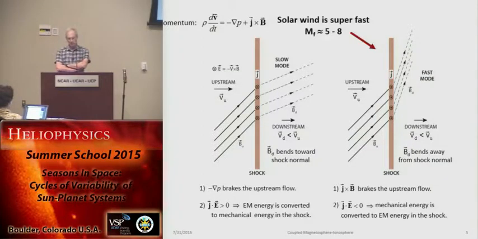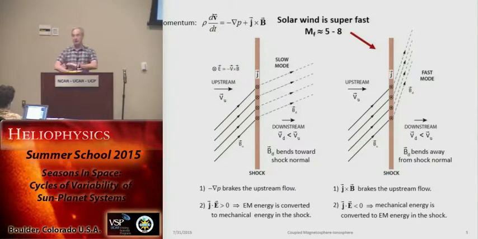So for the slow mode shock, as you can see on the left, the magnetic field downstream of the shock is bent toward the shock normal. That means that the tangential magnetic field on the other side of the shock is less than the tangential magnetic field upstream. Just the opposite for the fast mode.